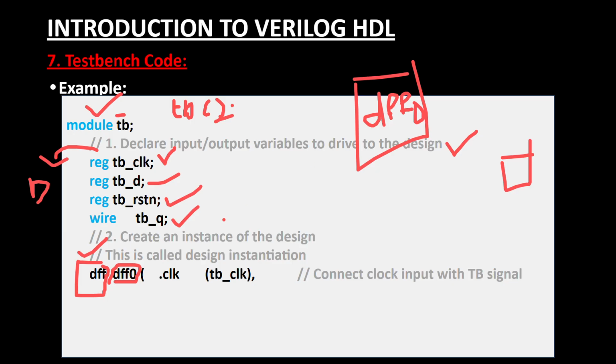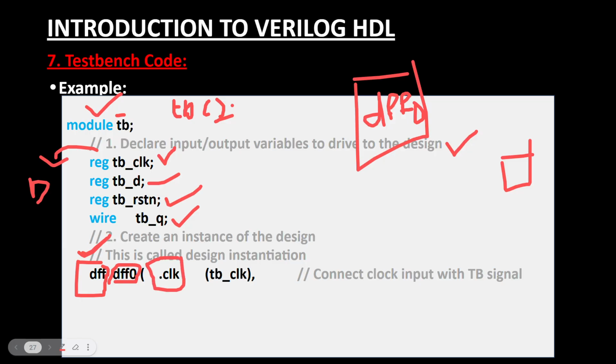What is the first DFF? It is the module name which you have given for the design code, DFF. So we must give it as DFF. And DFF0 is the instance name. Okay, so we are going to give the details of the connections. Connect clock input with TB clock. Clock input means the clock I have given in the D flip flop, right?